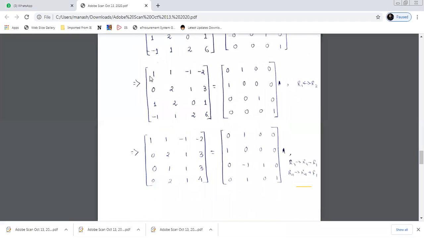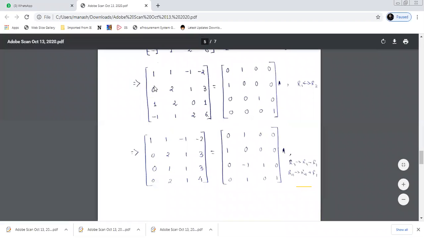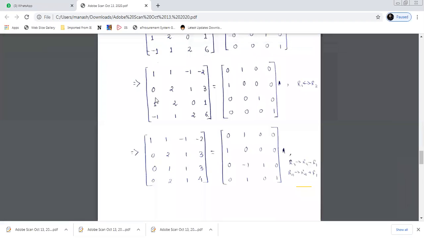After making this element equal to 1, our next aim is we have to make the corresponding elements of column 1 equal to 0. Okay, at first, always listen. Our first aim is you have to make this element equal to 1. After that, you have to make the corresponding elements of column 1 equal to 0. This element is already 0, so there's no problem.